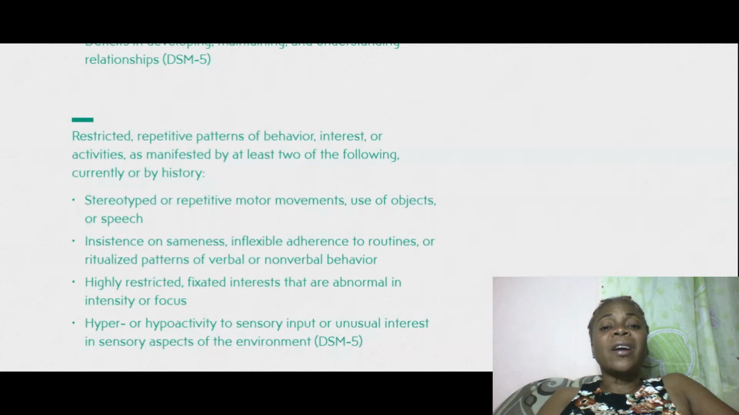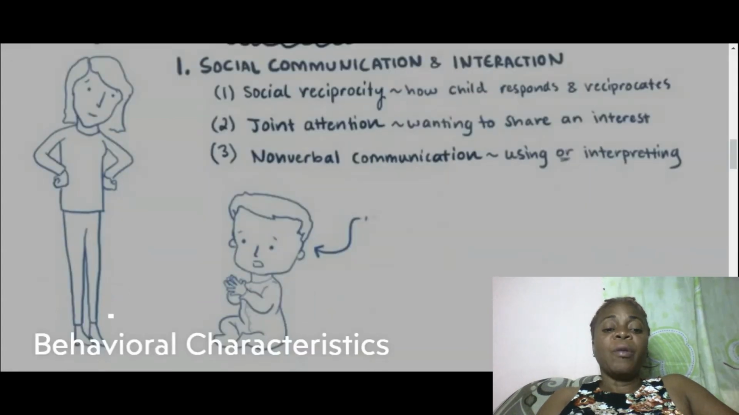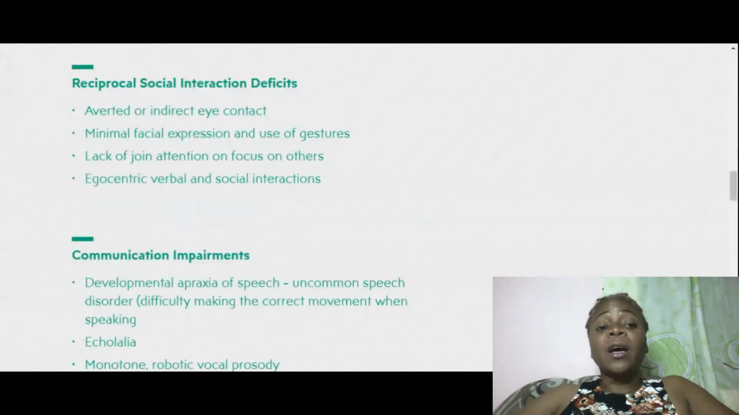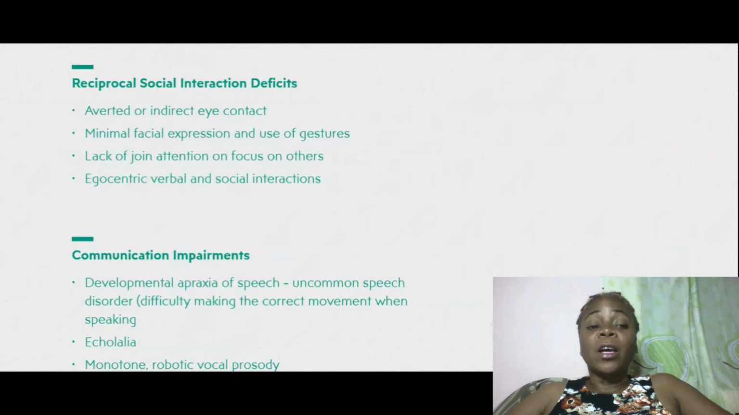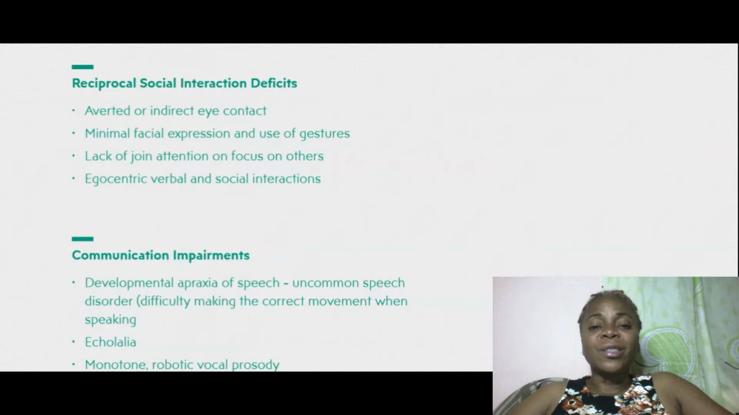So, what are the behavioral features or the behavioral characteristics of autism spectrum disorder? First, we have reciprocal social interaction deficits. This is where the child averts or is not direct in their eye contact. So there is averted or indirect eye contact. The child is unable to make eye contact with a caregiver, an educator, or a parent. So they do not engage in eye contact.